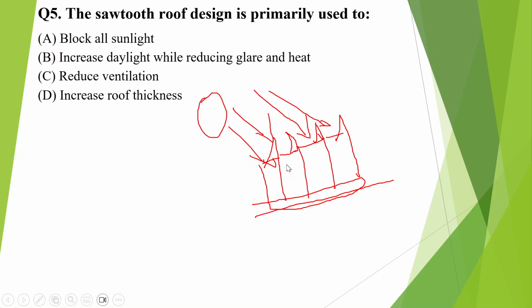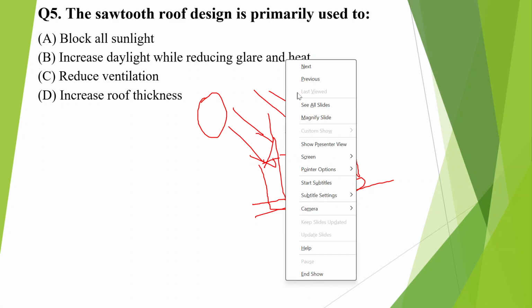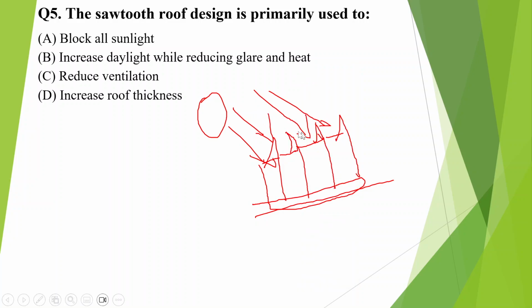So you can see if you have this kind of roofing, then you will have a good amount of daylight that can enter from different levels of the roof, and it can also be redirected or guided so that it becomes diffused light, and it can also help in reducing the glare and the unnecessarily high amount of heat. Option B is the correct answer.